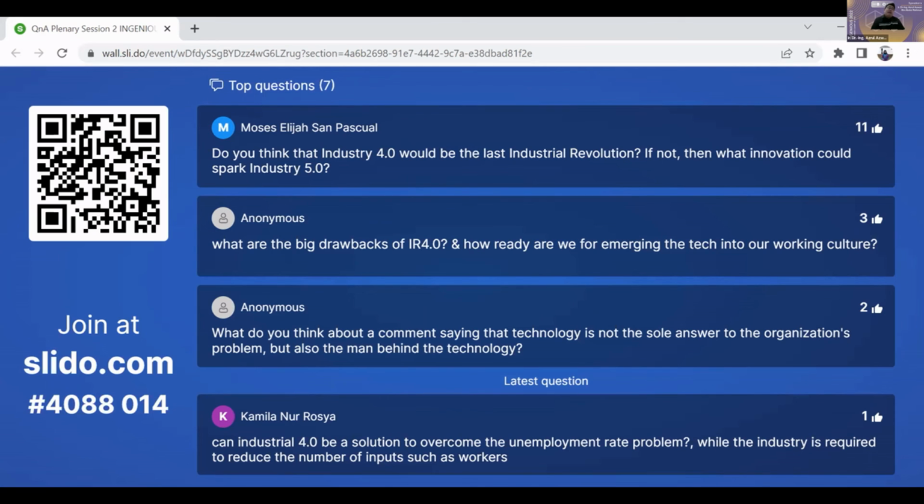We have to make sure that our resources are enough, not only for the current generation, but for our future generation. So I would say that it's not going to be the end. Even though right now we are still in the middle of Industry 4.0, it's already been 10 years, but you can see that there are a lot more things to do.